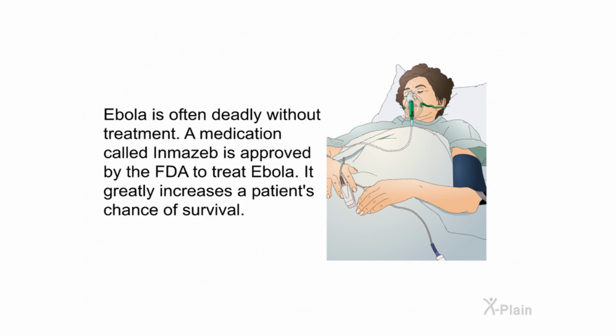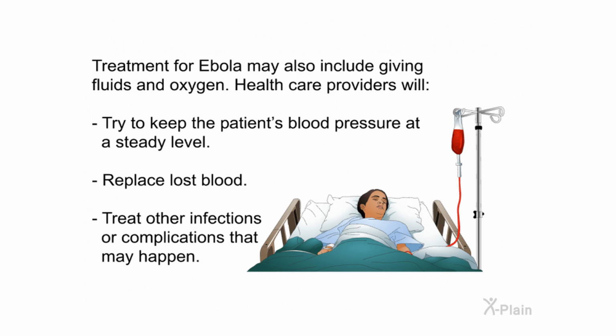Ebola is often deadly without treatment. A medication called Imazeb is approved by the FDA to treat Ebola. It greatly increases a patient's chance of survival. Treatment for Ebola may also include giving fluids and oxygen. Healthcare providers will try to keep the patient's blood pressure at a steady level. Replace lost blood. Treat other infections or complications that may happen.